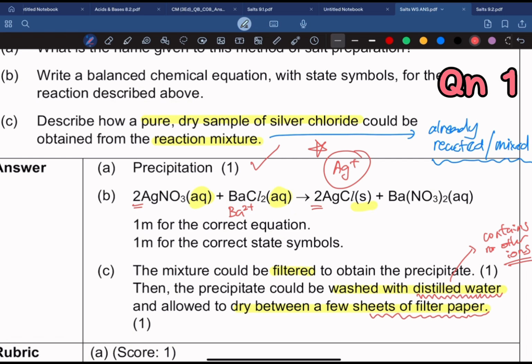If they didn't say already mixed, and they just say how you obtain this thing from 2 reactants, for example, then you must start from step 1: mix substance A into excess of substance B, stir until no more precipitate forms, then you start with the filter, wash and dry.